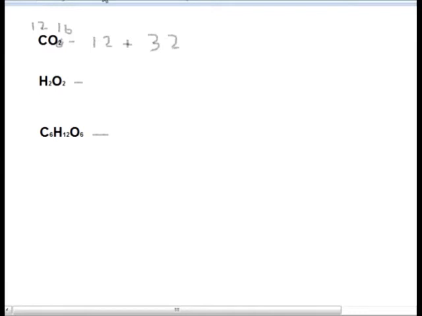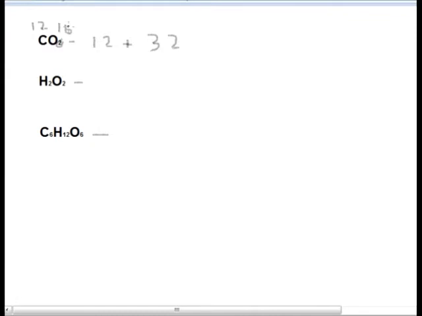Alright, so I've already got the first one worked out here. If I look at carbon in CO2, I'm just going to write the mass up above it. Carbon's mass is 12, and there's only one of them, so I'm just going to put that right there. Oxygen's mass off the periodic table is 16, and I'm just rounding to make this easier.